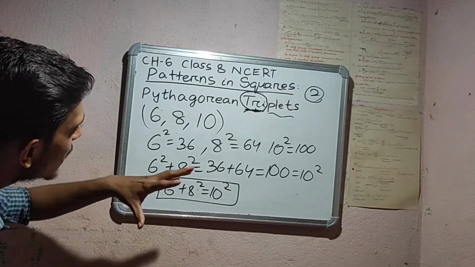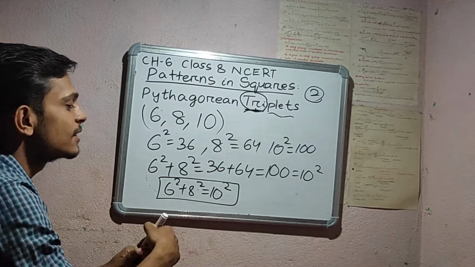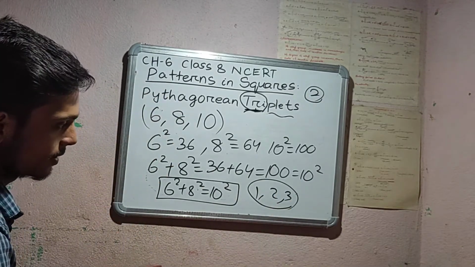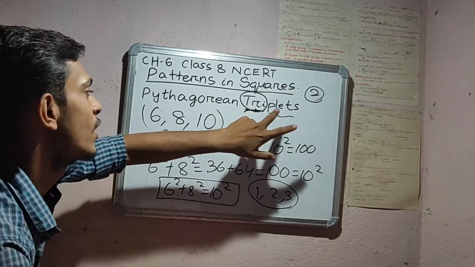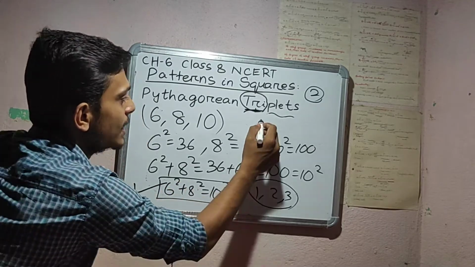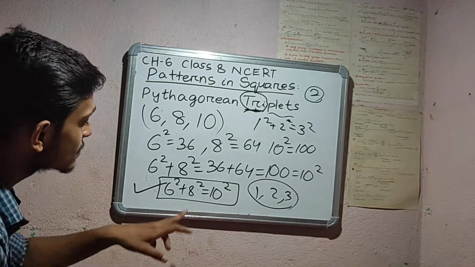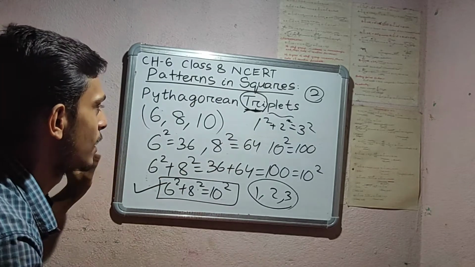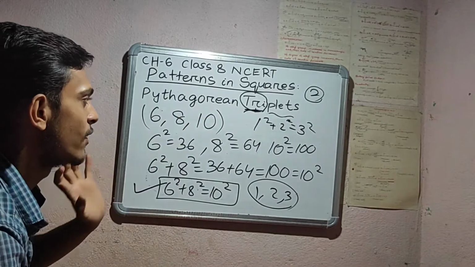You can find many triplets, but what is the formula to find them? If we just write any three numbers, 1, 2, 3, are these three a triplet? No. Is 1 squared plus 2 squared equal to 3 squared? No. If this rule is not obeyed, you cannot say these three numbers are a Pythagorean triplet. So there is a formula to find Pythagorean triplets.